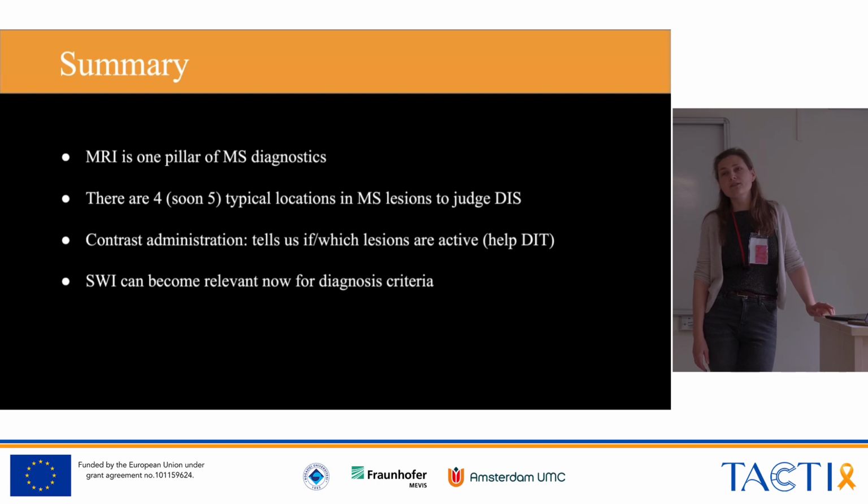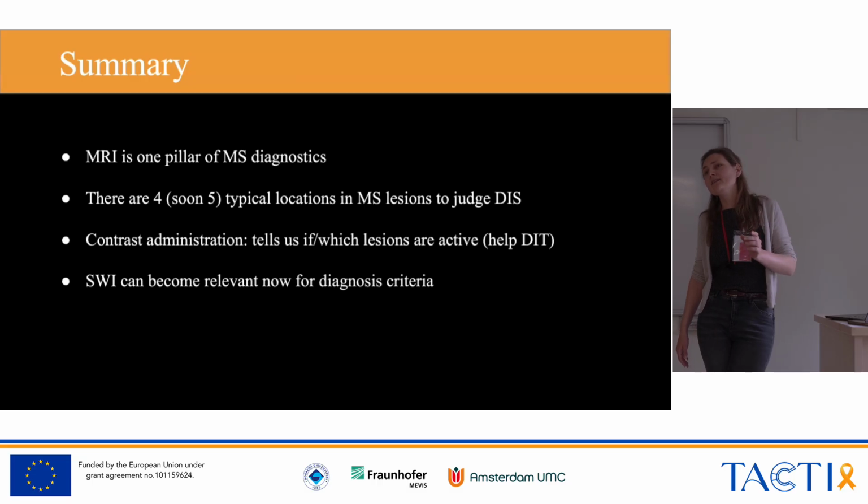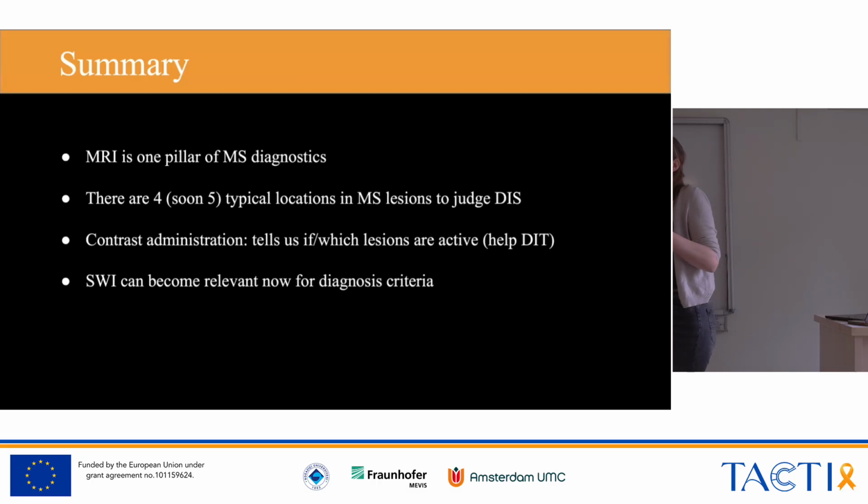Content-wise, regarding MS diagnostics, bear in mind we have 4 classical MRI locations to diagnose MS. Do you still remember them? What were they? Periventricular, yeah, with the Dawson's fingers. Juxtacortical and intracortical. Spinal cord. And, sorry? Optic nerve. Optic nerve will come up as the 5th one. Officially it's not yet. And infratentorial.